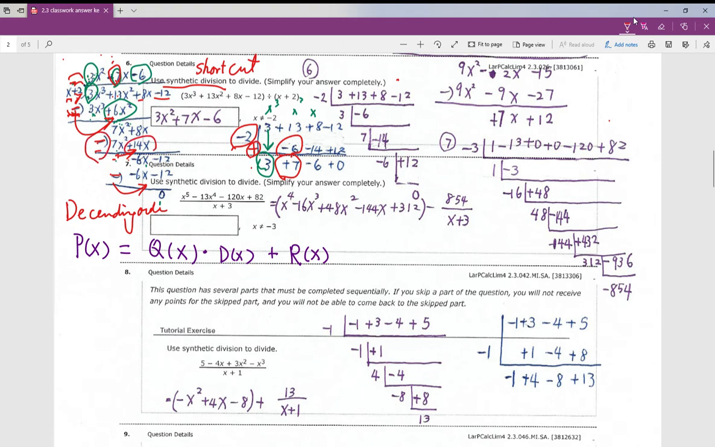So how do you have negative 14? Because you have 7 times negative 2. And then you keep going, add them together, you have negative 6. And the negative 6 times negative 2, you have positive 12. And then these two add together, negative 12 plus positive 12, then you have 0. Now, this 0 is the remainder.